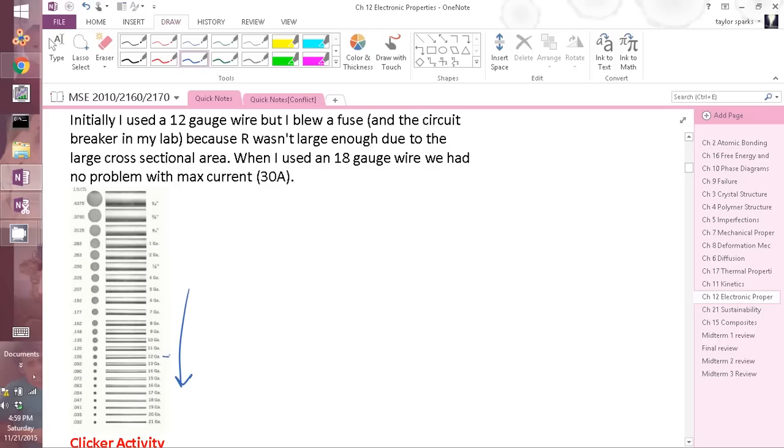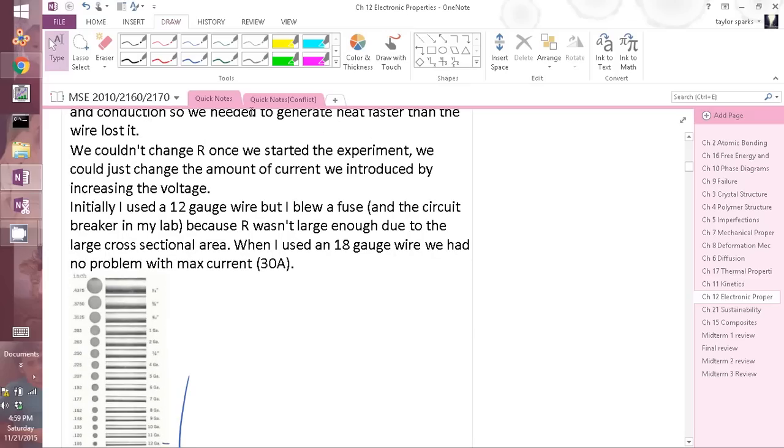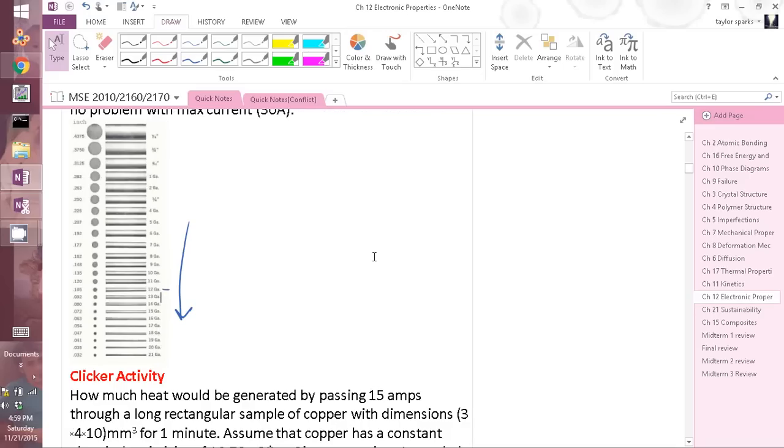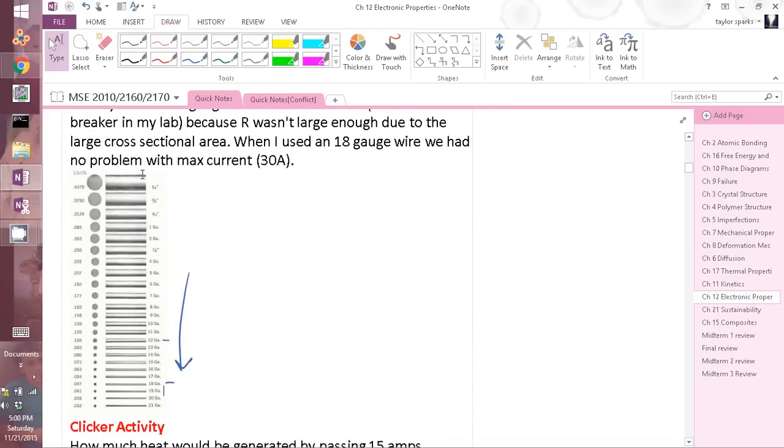And when I did this, I soon found out that I wasn't able to reach 912 degrees Celsius because as it was heating up, it was taking a lot of current to heat it up, because the cross-sectional area was so big that my resistance was low right here. In fact, I blew a circuit in my lab because I went over the maximum current, which was a 30 amp fuse inside my circuit breaker. So then I wised up and I used a smaller wire, an 18 gauge wire, which is down here. That allowed me to heat it up much more rapidly. The Joule heating was much larger because we've increased our resistance by going to a smaller cross-sectional area. And that made it possible to do this demo.